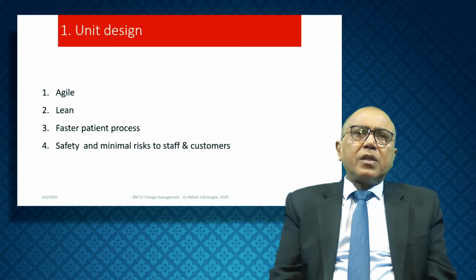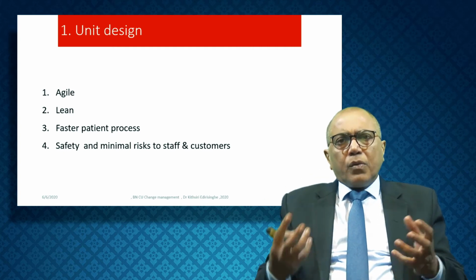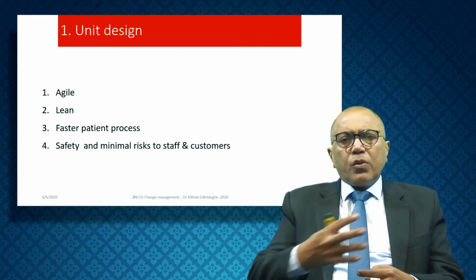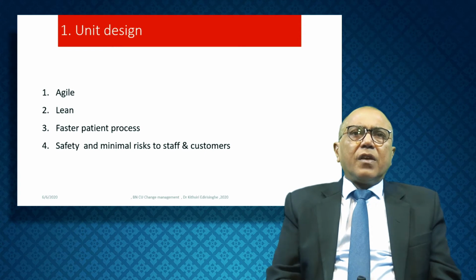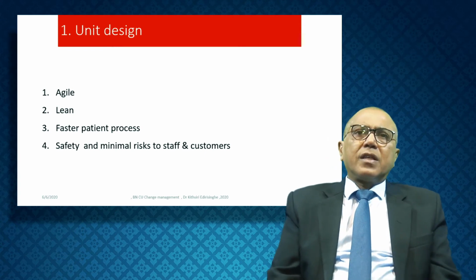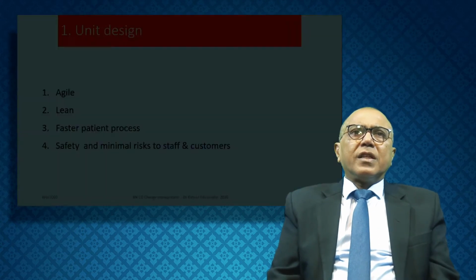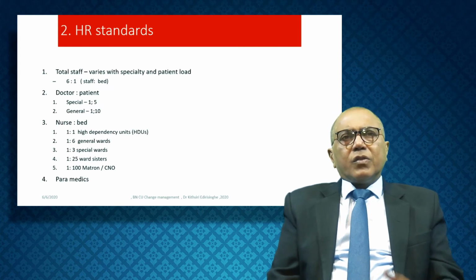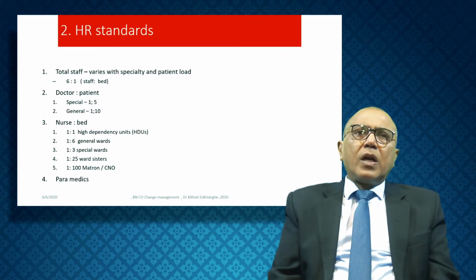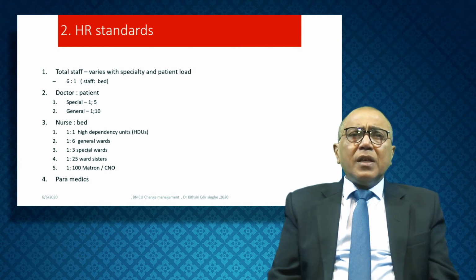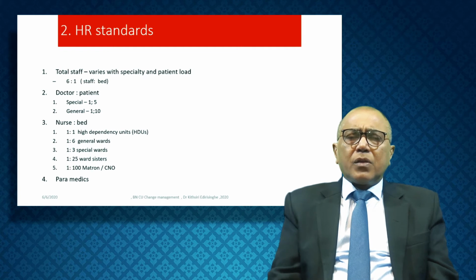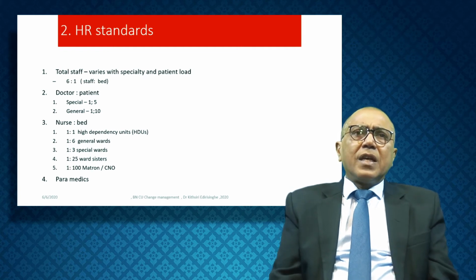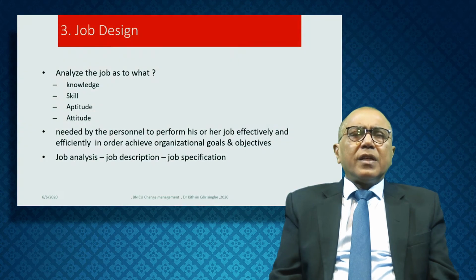So you have a lean structure. Then faster patient process. How can you support to get the throughput of the patients, right? Safety and minimum risk for the staff and the customers. How can you do all this? That's your unit design. And then you put up the HR standards. Now generally a ward would have 6 beds to 1 nurse, right? And specialized ones, 1 to 1 like ICU, right?